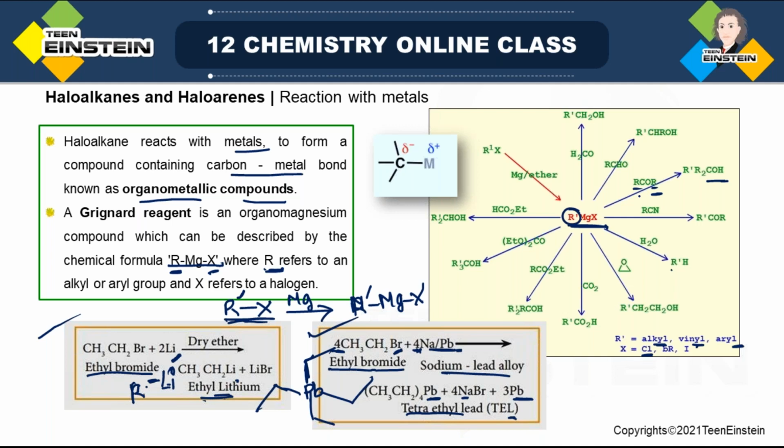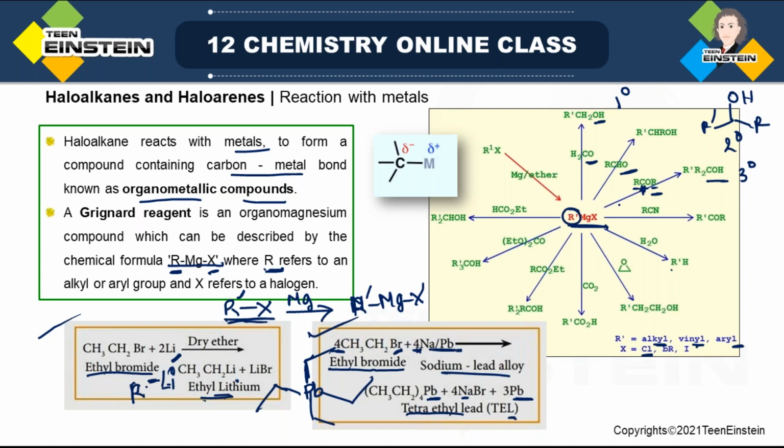Two R groups are already attached to this carbonyl carbon and a new R' is coming. So this will be a 3° alcohol. If it is RCHO, that is an aldehyde, this is the general structure of an aldehyde. Now you are getting R'CH(OH)R. So this is a 2° alcohol. If you are treating it with formaldehyde, HCHO, then you are getting a 1° alcohol. So depending on what kind of carbonyl compound you are using, you can make 1°, 2°, 3° alcohols. This is also a very good method for preparation of alcohols, using a carbonyl compound and a Grignard reagent.